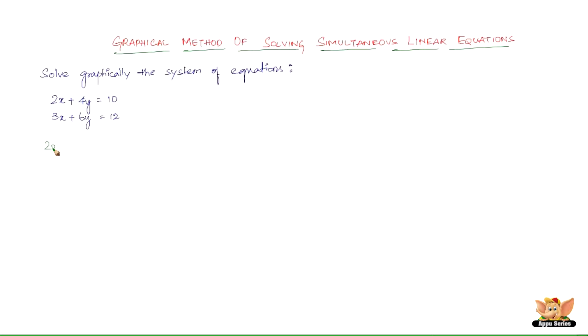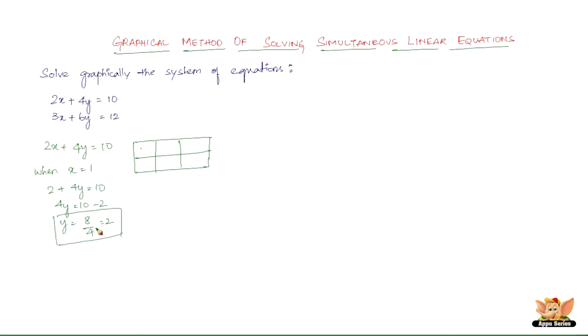So let's take the first equation, 2x plus 4y equals 10. Let us draw the solution box. When x equals 1, what happens? So when x equals 1, 2 times 1 is 2. 2 plus 4y equals 10. 4y equals 10 minus 2. Y equals 10 minus 2 is 8. 8 divided by 4 is 2.